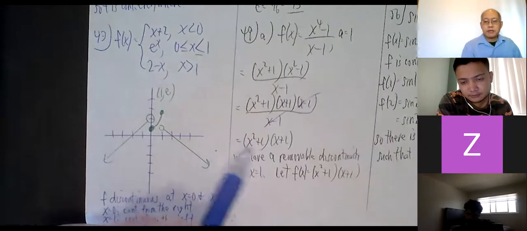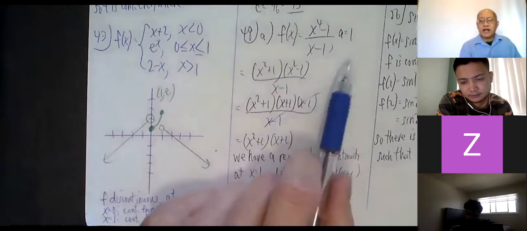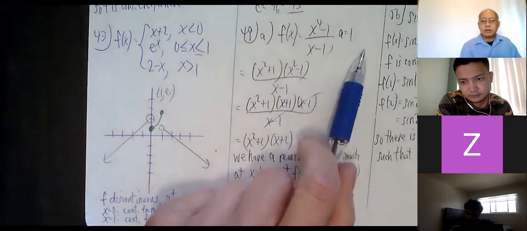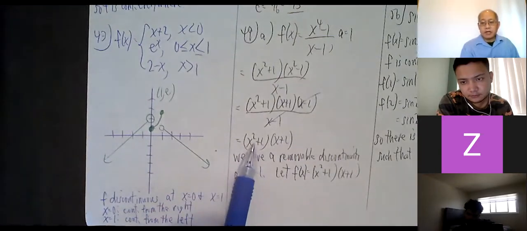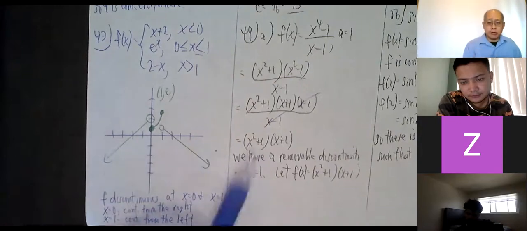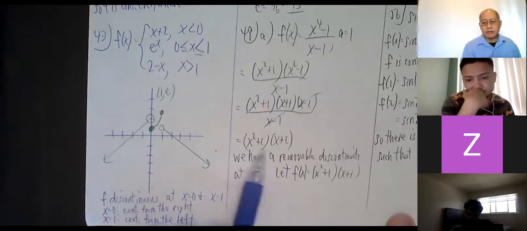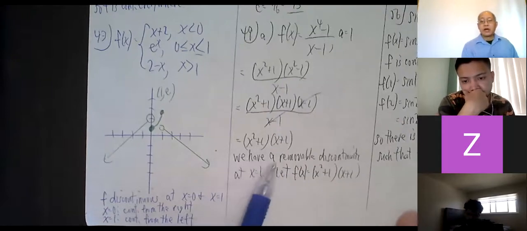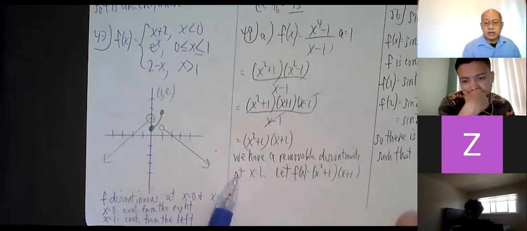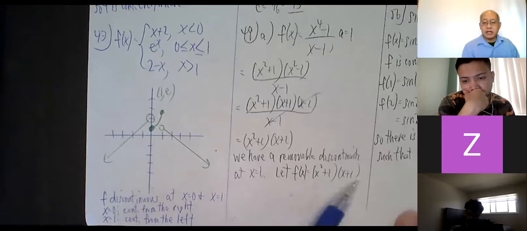So we have x squared plus 1 times x plus 1, provided that x is not equal to 1, but we have a removable discontinuity. So they're asking for a new function which plugs up the hole. Here's the new function. And you don't have to bother multiplying it out. I mean, you can multiply it out if you want to, but you don't have to. We have a removable discontinuity at x equals 1.